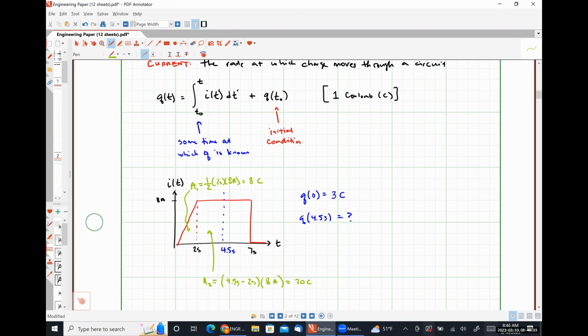So how do we figure out what Q at 4.5 seconds is? And then also the initial condition. That's absolutely right. So it's not just going to be 28 coulombs, it's going to be 31 coulombs, because we have to take into account that there were 3 coulombs of charge at t equal to 0. 100%. Great job. You guys did trivial math.